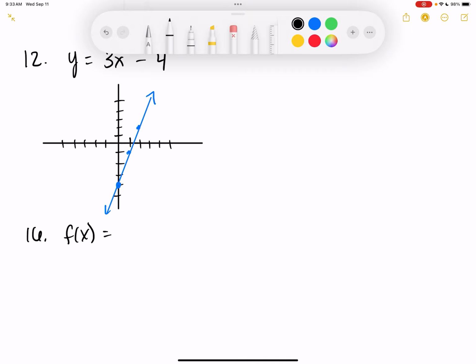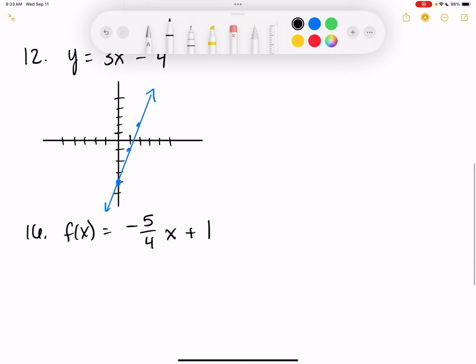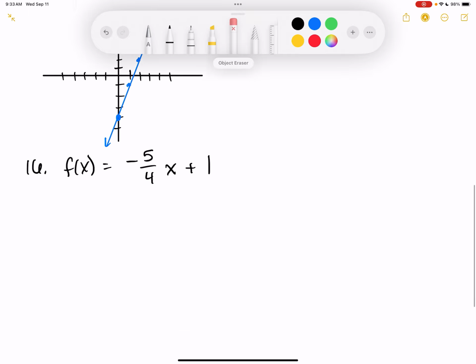Oh, yes. All right, 16. f of x, everyone's favorite, equals -5/4 x plus 1. Don't worry, pal. I know what this means now. What does f of x mean? We're not scared of it anymore. I had a tutor lesson with that. I had a nightmare about f of x.